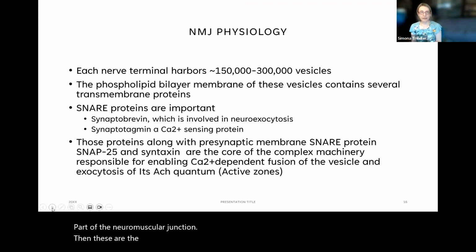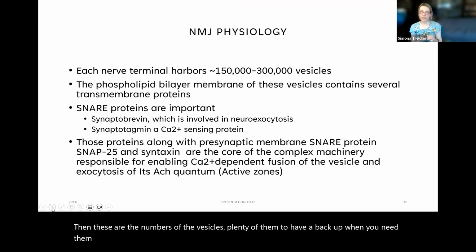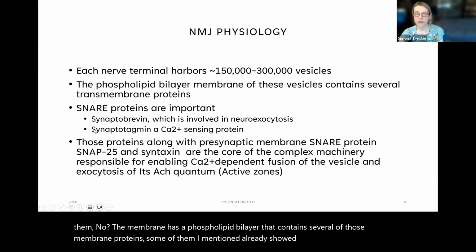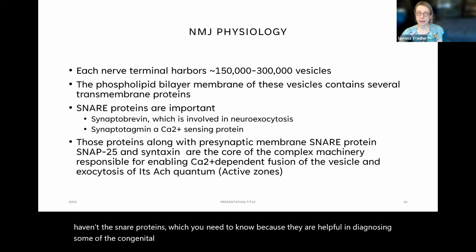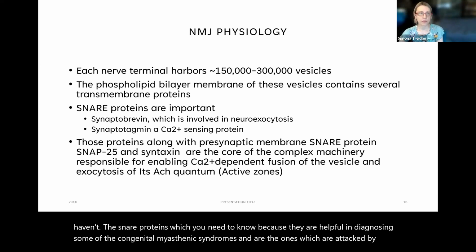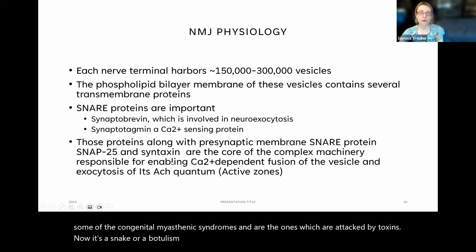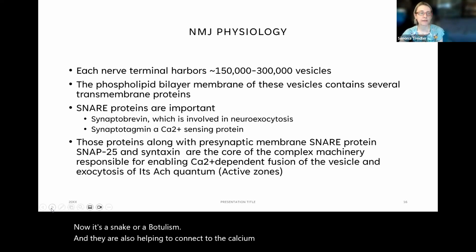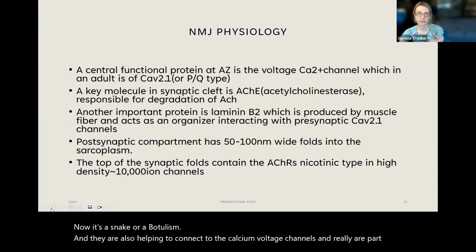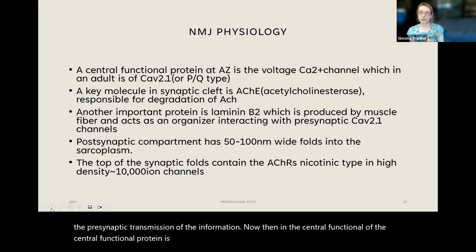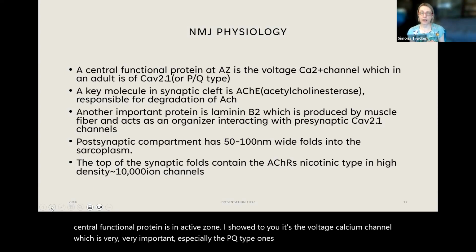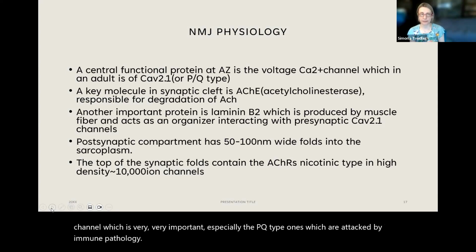These are the numbers of the vesicles, plenty of them to have a backup when you need them. The membrane has a phospholipid bilayer that contains several of those membrane proteins. Some of them I mentioned already, showed to you, some of them I haven't. The SNARE proteins, which you need to know because they are helpful in diagnosing some of the congenital myasthenic syndromes and are the ones which are attacked by toxins, like snake venom or botulism. They also help connect to the calcium voltage channels and really are part of the presynaptic transmission of the information. Then the central functional protein in the active zone I showed to you is the voltage calcium channel, which is very important, especially the P/Q type ones, which are attacked by immune pathology in Lambert-Eaton myasthenic syndrome.